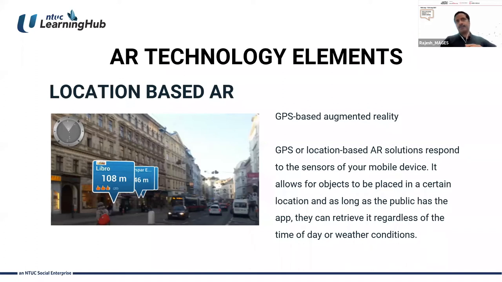That means you can specify a latitude and longitude, and you will be driving into that place, and you can augment that information. That means the user has to be in that place that you have programmed, and then when the user goes to that particular location, you're augmenting some information. That's location-based AR. Very typical of how Pokemon Go works, okay? So these are the three different types.